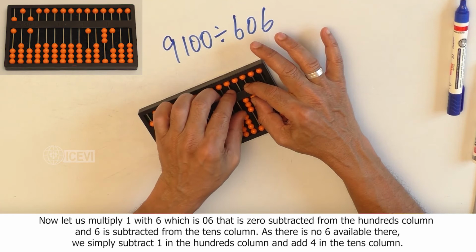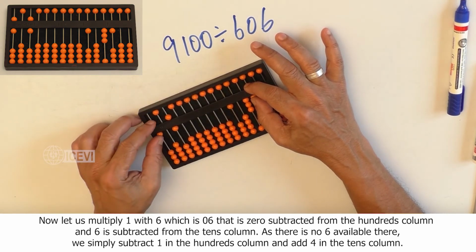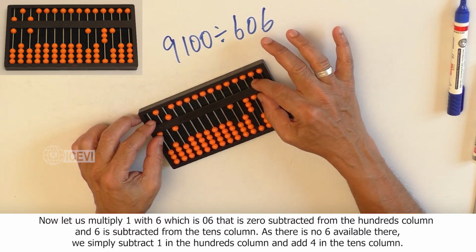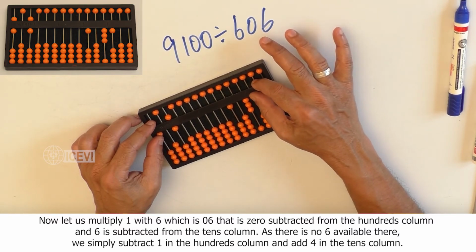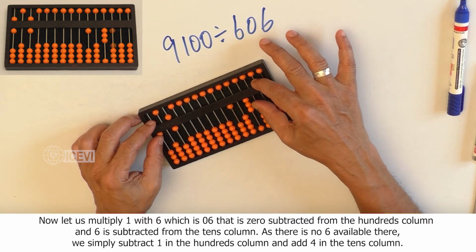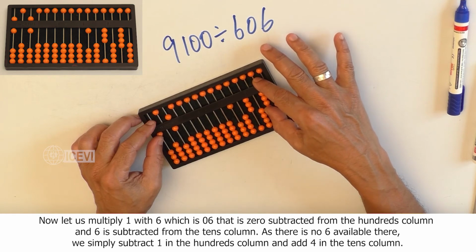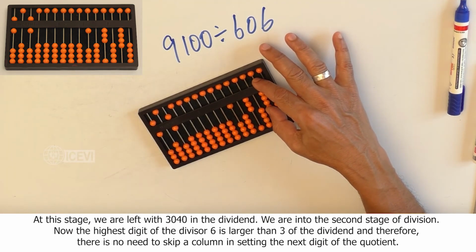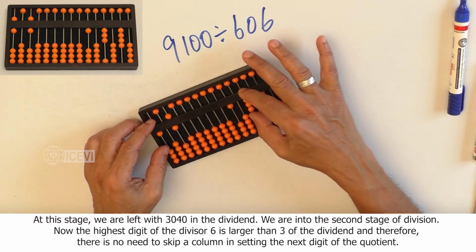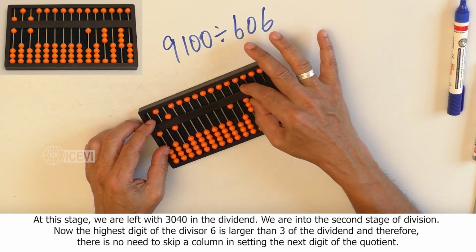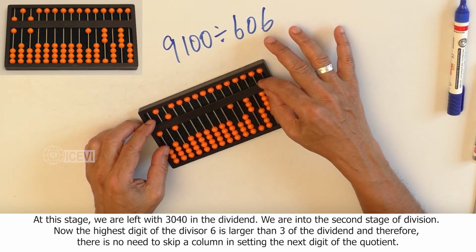Now multiply 1 with 6, which is 06, that is 0 subtracted from the hundreds column and 6 is subtracted from the tens column. As there is no 6 available there, we simply subtract 1 in the hundreds column and add 4 in the tens column. At this stage, we are left with 3040 in the dividend.